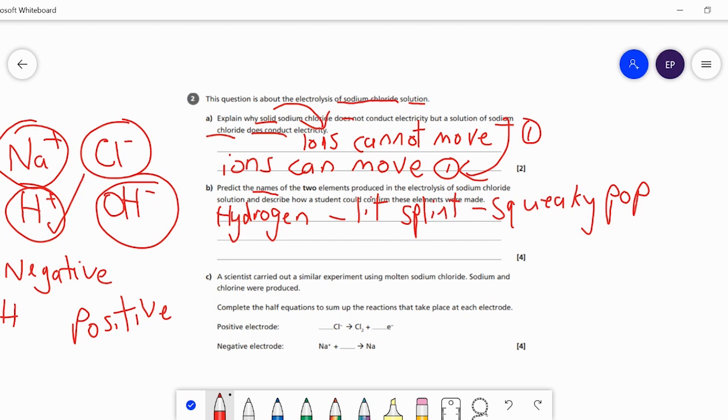The winner in this case will be the chloride ions because chlorine is in group 7. So we're going to have chlorine being produced at the positive electrode. So I'm going to write its full name as the question asks. So chlorine is the element that is produced. And to test for chlorine, we would use damp litmus or UI paper. So damp litmus, and it would go white.